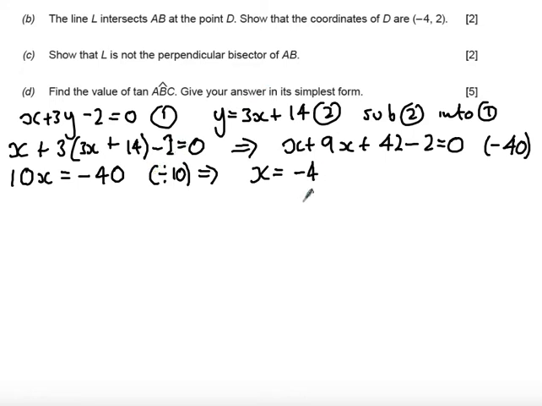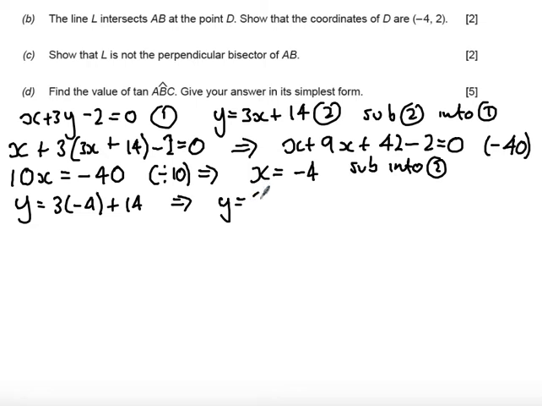So now let's just find y, sub it into equation 2, which is the simplest one. So y equals 3 lots of minus 4 plus 14. And so I get minus 12 plus 14, y equals 2 as required. And so D is in fact the point minus 4, 2. Okay, so that was part B.